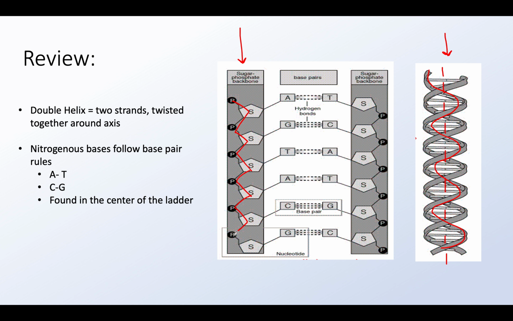connected to each other. And then the nitrogenous bases will bond on the inside of our DNA molecule following base pair rules. So adenine is always with thymine, which you can see here, and guanine is always with cytosine, and they're in the center of our ladder.